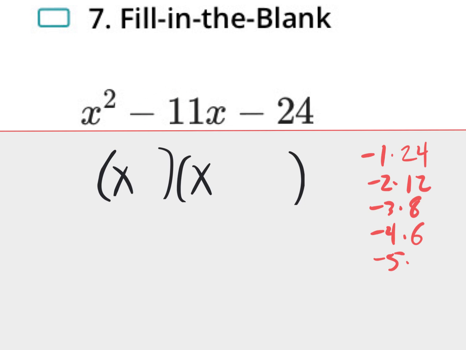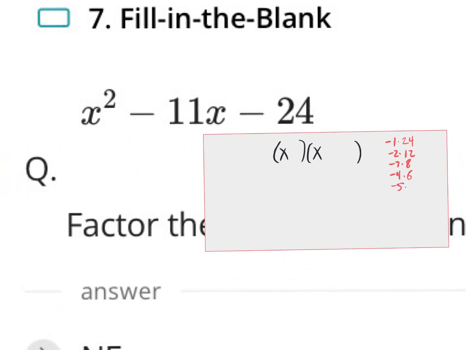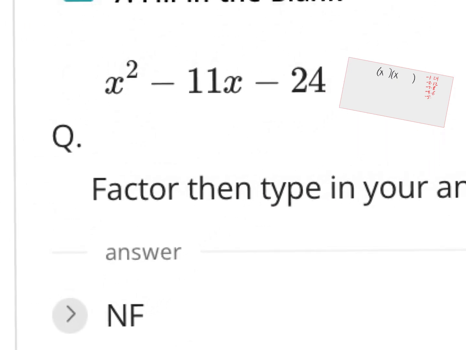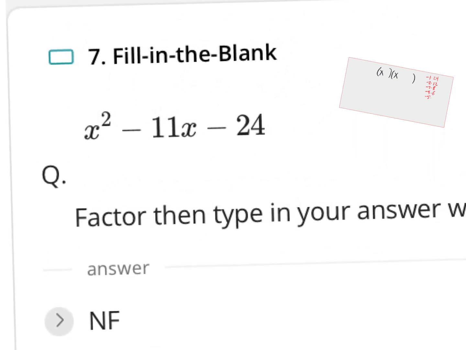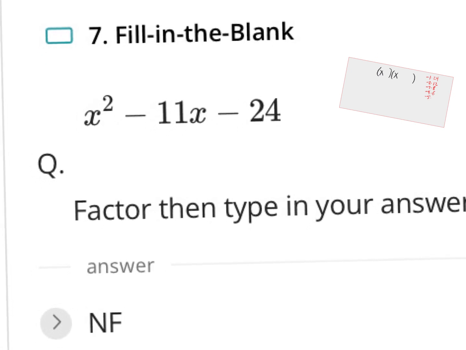Well, if I combine 24 minus 1, that's 23. That's not a 23. 12 take away 2, that's 10. That's not a 10. 8 take away 3 is 5. That's not a 5. 6 take away 4 is 2. That's not a 2. Well, what could we conclude here? None of them work. That means that this is simply not factorable. Answer, NF. You could probably type in not factorable, but on the instructions I'll say type in NF if it's not factorable, and voila, you cannot factor it. Let's move on.